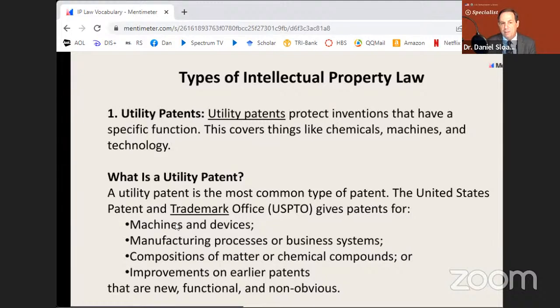The United States Patent and Trademark Office, the USPTO, gives patents for machines and devices, manufacturing processes, business systems, compositions of matter or chemical compounds, or improvements on earlier patents. So you can submit an improvement that is new, functional, and again, the word non-obvious.